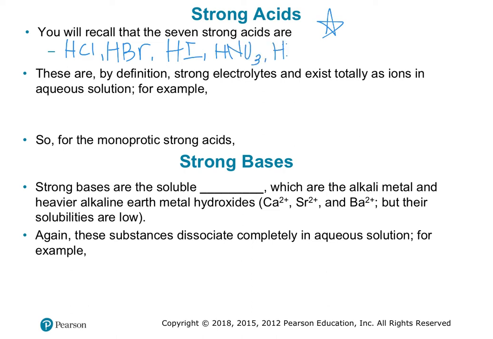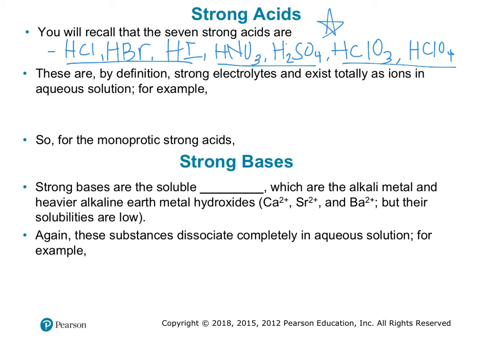sulfuric acid, and then chloric acid and perchloric acid. So just remember the halides, and then nitric, sulfuric, and then chloric and perchloric. So these happen to be strong electrolytes, so they completely dissociate in water.